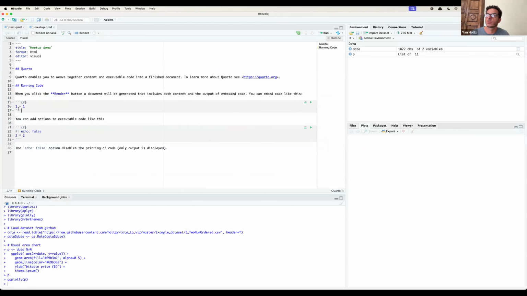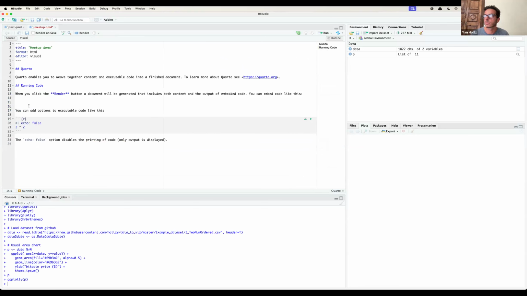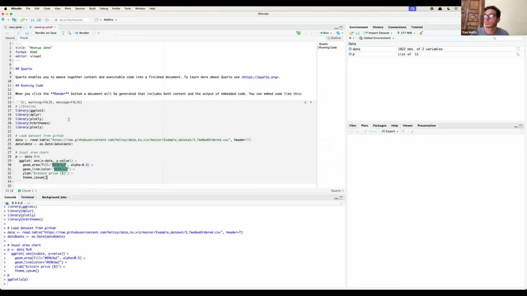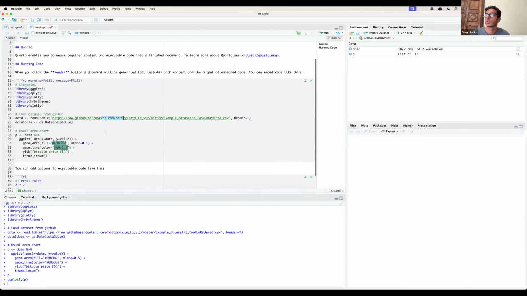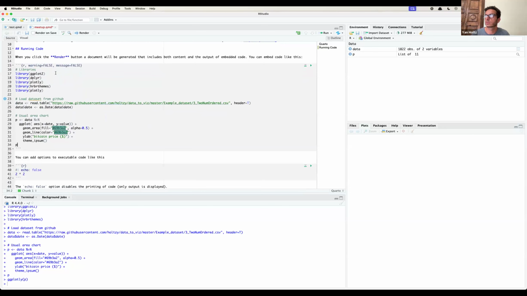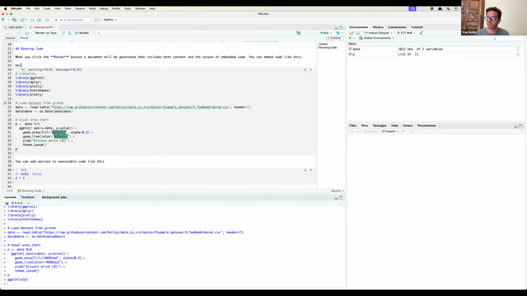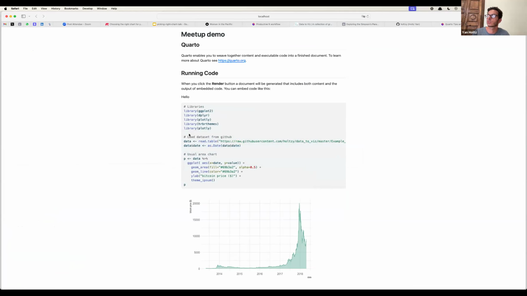So instead of saying 1 + 1 here, I'm gonna make a simple chart. All right, so I'm loading a few libraries. Then I'm reading a table that is stored on the web. And then I'm doing a ggplot. All right, and I can add a little hello here just to show you that there is really something happening. I click on render, it's gonna read my code, and hopefully it should work. So yeah, that's how my report is looking like now.